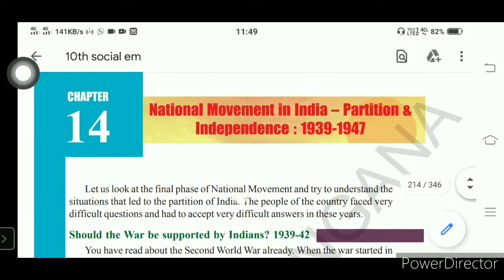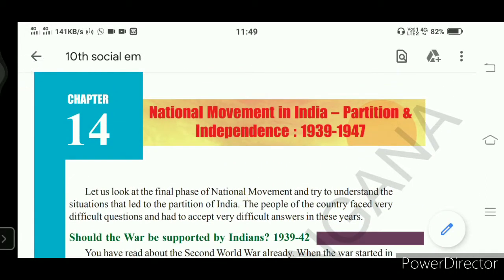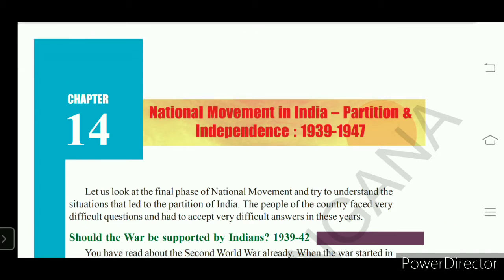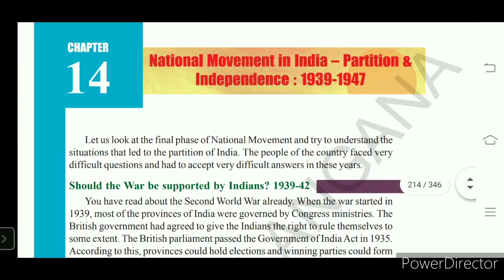National movement in India, partition and independence from 1939 to 1947. This is the final phase of a national movement. You know that India was under the British rule for 200 years, right? And this final phase, the freedom movement, divided into the three phases.